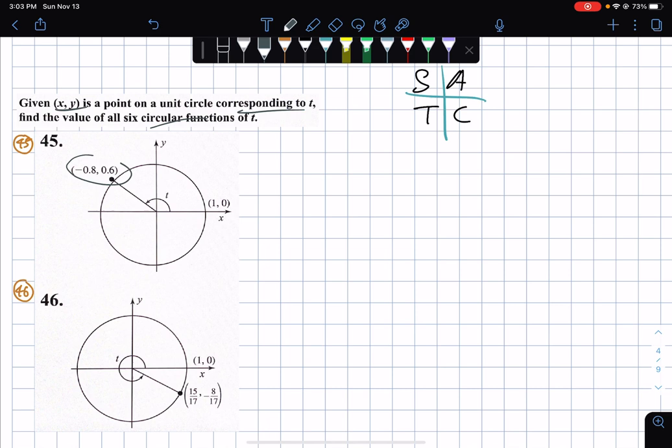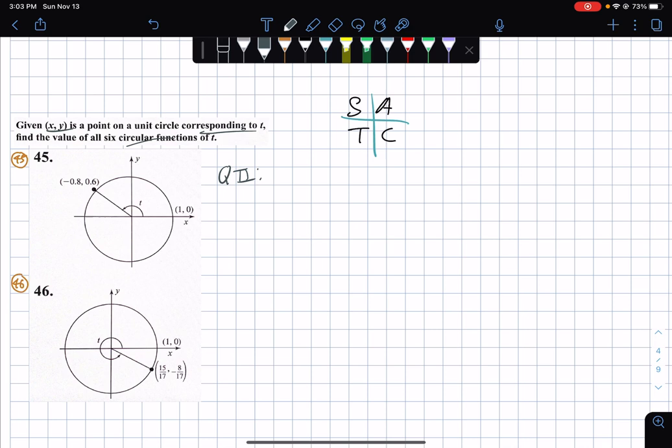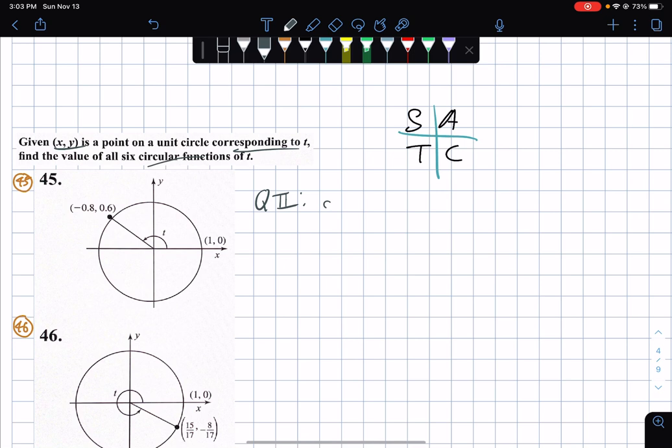Anyways, for number 45, we know that the point is on quadrant 2. We still apply the SATC illustration or diagram. Because it's quadrant 2, only sine or cosecant is positive. And if we convert the point from decimals to fractions, let's just write them like this. 0.8 is 4 over 5, but with the negative sign, and 0.6 is 3 over 5, it's positive.